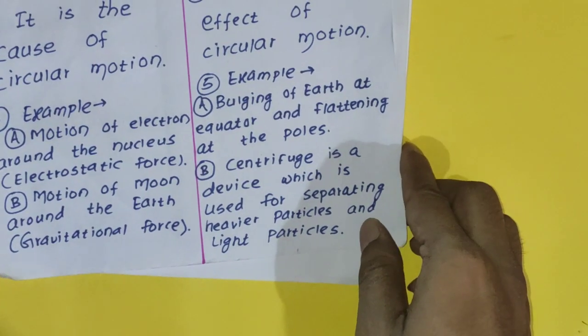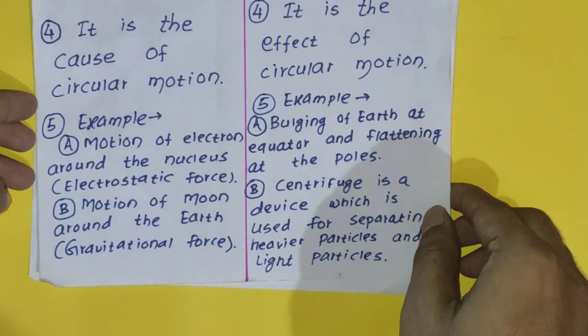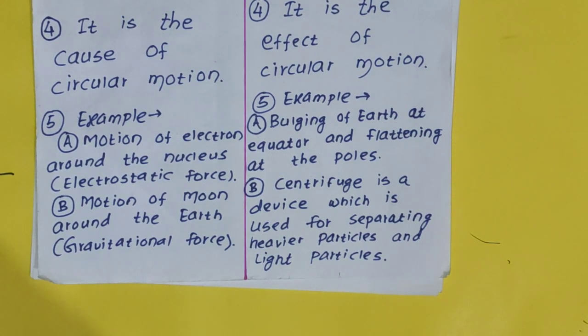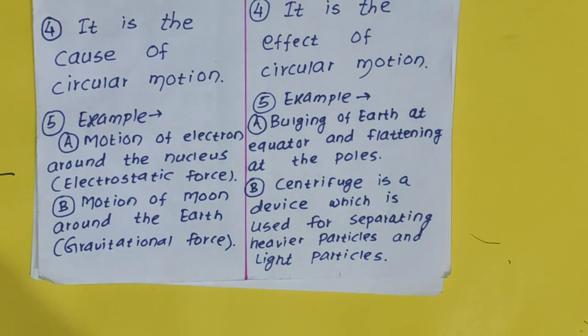Now what are the examples for centrifugal force? The bulging of the earth at the equator and flattening at the poles is due to the centrifugal force. In the laboratory we use a centrifuge device, which is used for separating heavier particles and lighter particles. So this is all about centripetal force and centrifugal force. Thank you very much.